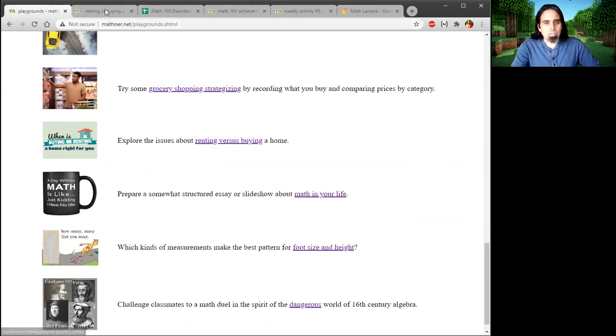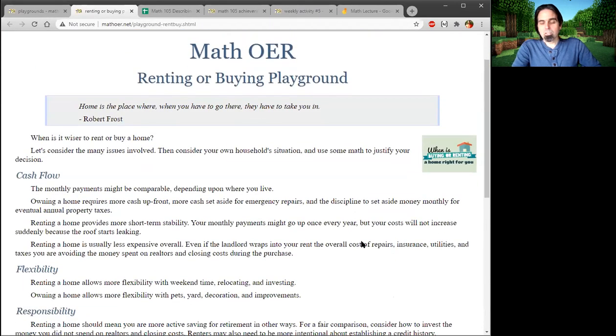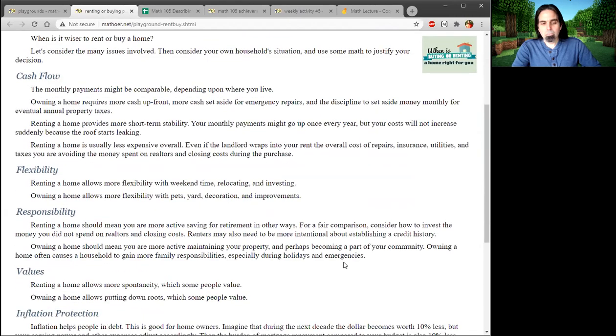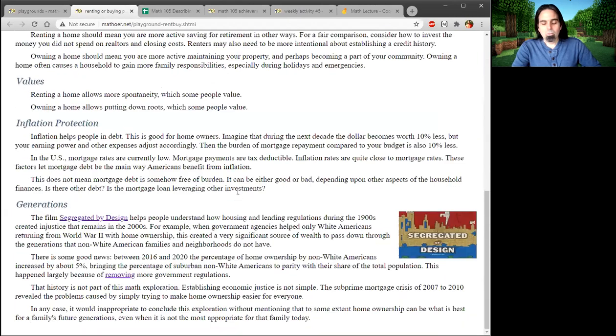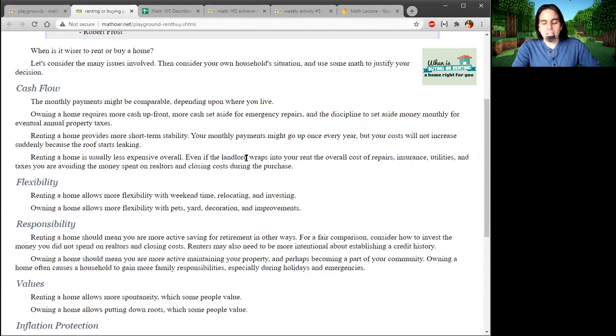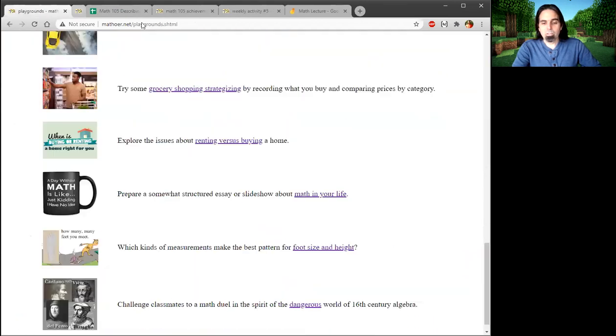A similar one that happens sometimes, but not a lot, is renting versus buying. So a lot of stuff here talking about issues of renting versus buying, and it asks you to analyze what's better in your situation.